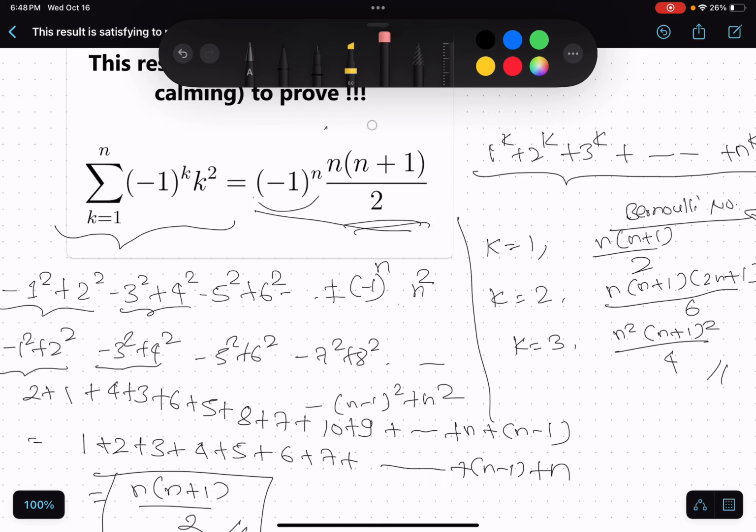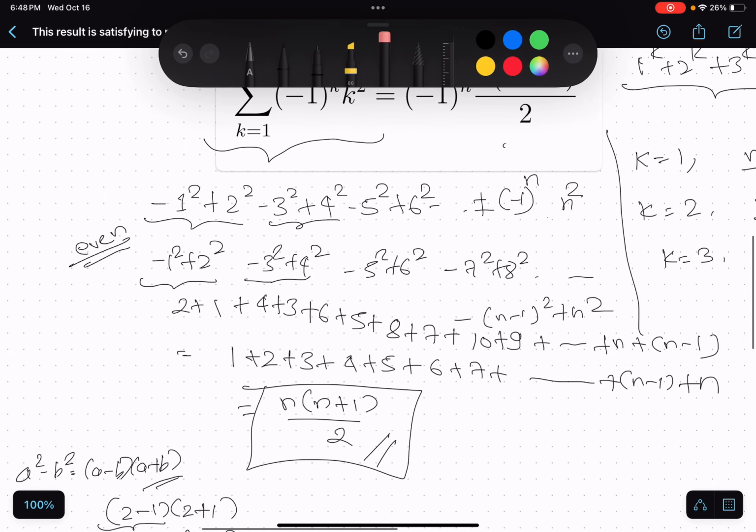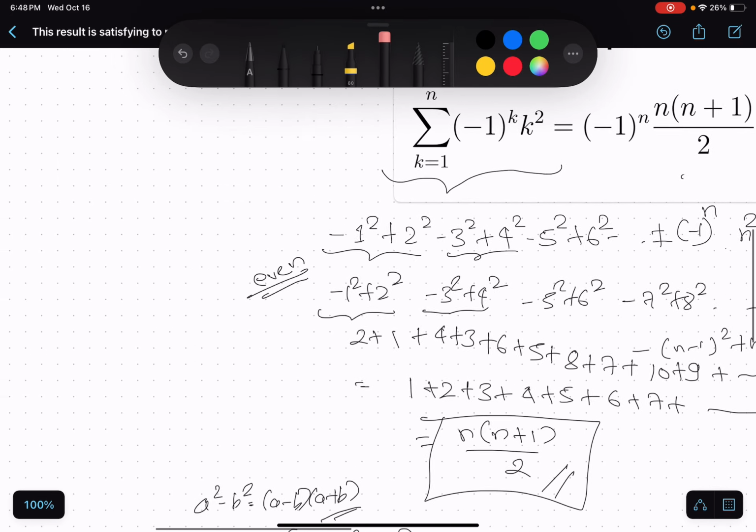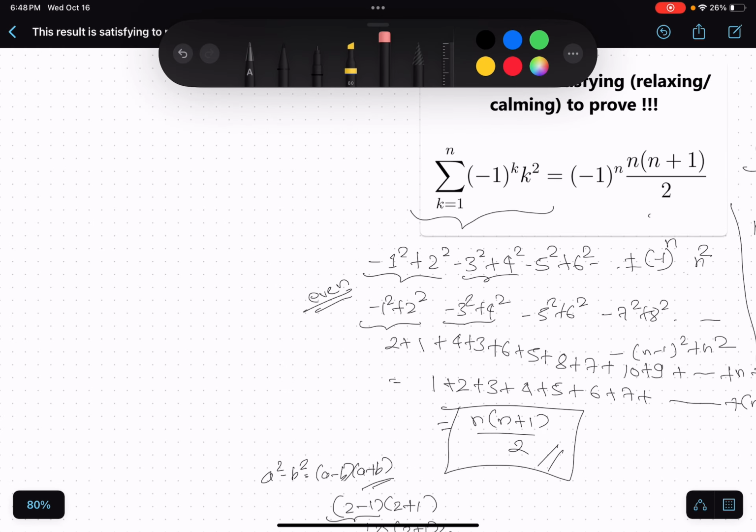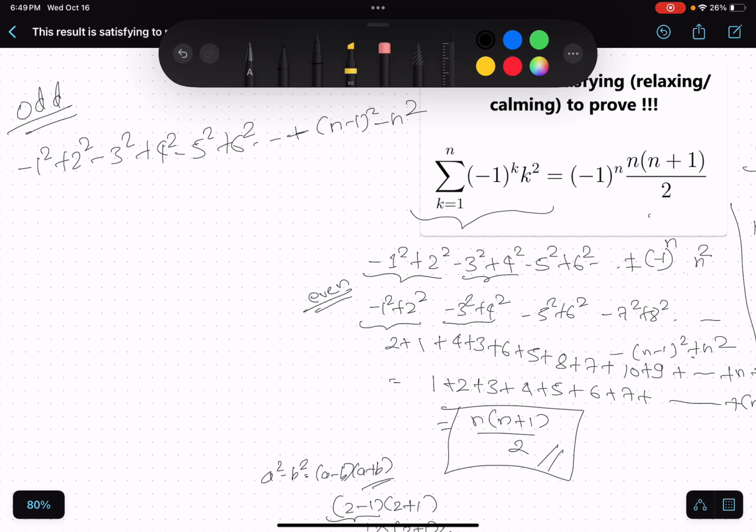Now let's try to find it for odd numbers. Usually it may not happen that we have the same formula for odd and even, but in this case we get the same formula, and that's what gives the satisfaction. Now for odd n, the sum will be minus 1 square plus 2 square minus 3 square plus 4 square, minus 5 square plus 6 square, and so on, up to minus n square. Oh wait, this time since n is odd, the last term will have a negative sign, since over here the last term was positive, but over here it's different.